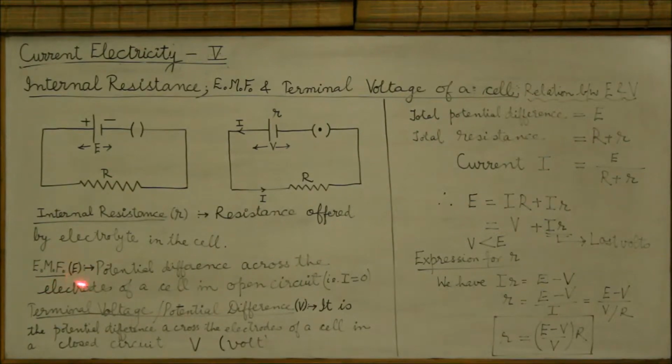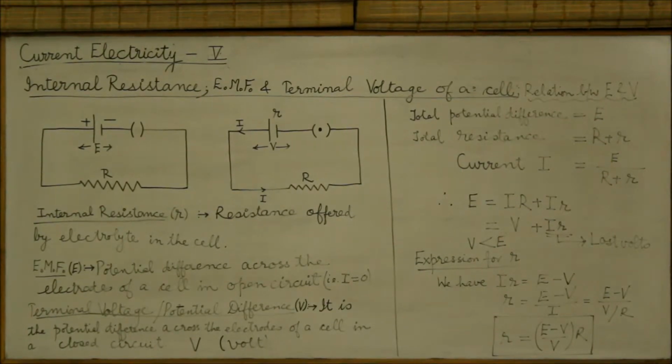The EMF and potential difference both have volt as their SI unit because both measure the difference of potential. The EMF is greater than V, as we will see in a relation, because EMF is also termed as the maximum potential difference across the terminals of a cell when no current is drawn from the cell.